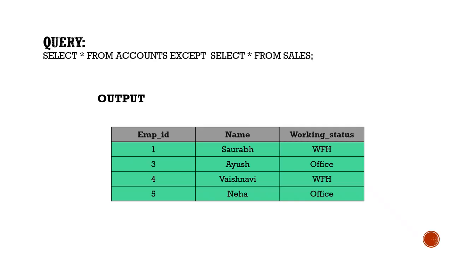Here we have the query: select star from accounts except select star from sales. Look at the output table. The output contains all the employees working for the accounts department, not the sales department.